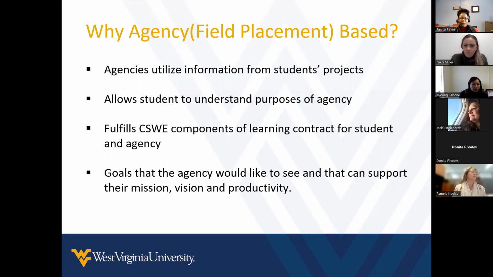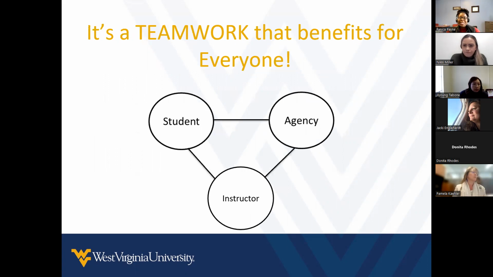Where agency and field instructors are able to collaborate with students to help them better utilize their resources and support their mission, vision, and productivity within this space. And so really it's a teamwork, right? It's a benefit from everyone. And this is how we wanted to map that out for folks, to get a better understanding of what the process looks like and each moving part's role in the process.